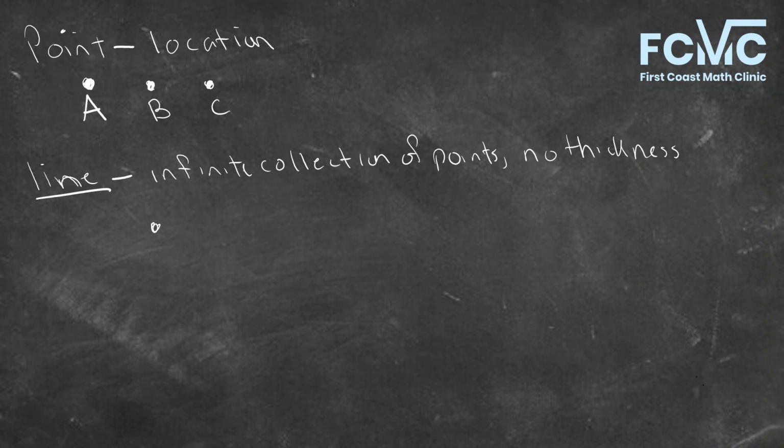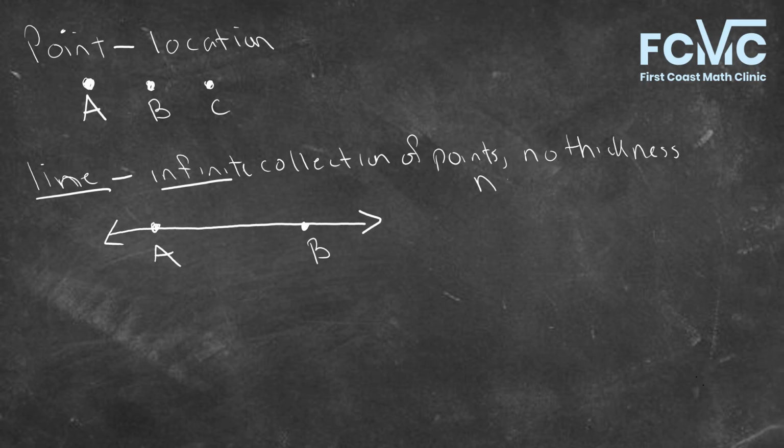So let's say we start with 2 points, A and B. Through any 2 points, we can have a line. So we're going to draw our line through those points A and B. And if our line is an infinite collection of points, it's going to continue past A and past B. To show that, we're going to draw arrows on each side.